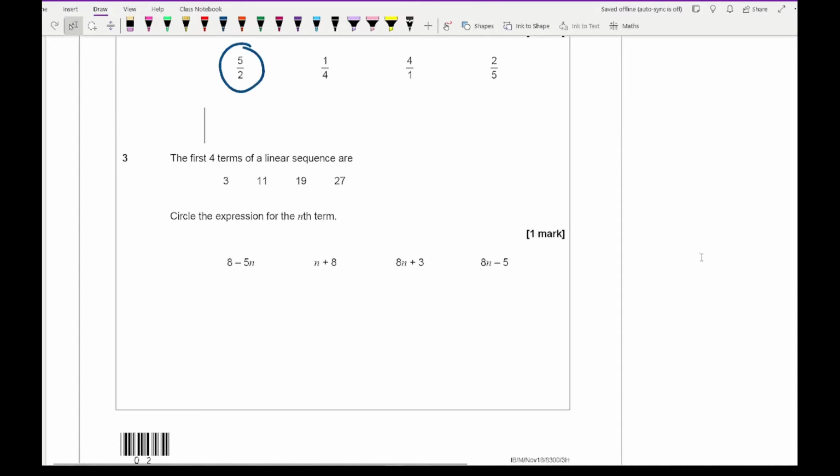With question 3, it says the first 4 terms of a linear sequence are 3, 11, 19 and 27. Circle the expression for the nth term. So here what we want to do is work out what the nth term is. So we've got a difference of 8. And what do you have to do to 8 to get to 3? Take away 5, so it's going to be our last option.